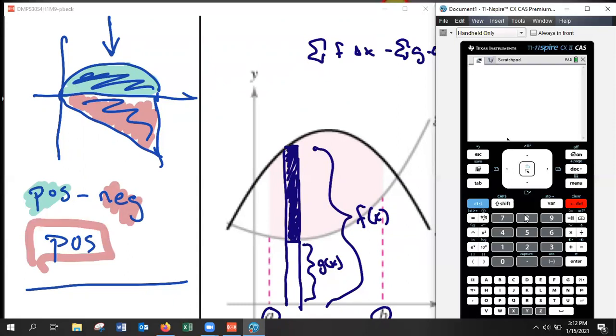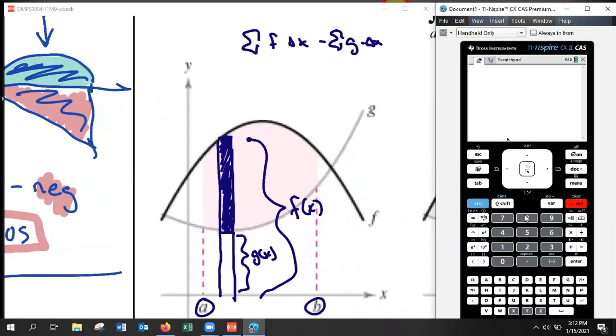The nice thing is, numerically, when you take the upper function minus the lower function and take those integrals, we're always going to end up with a positive value, as we should, because this is area. And then the next question is, okay, Mr.